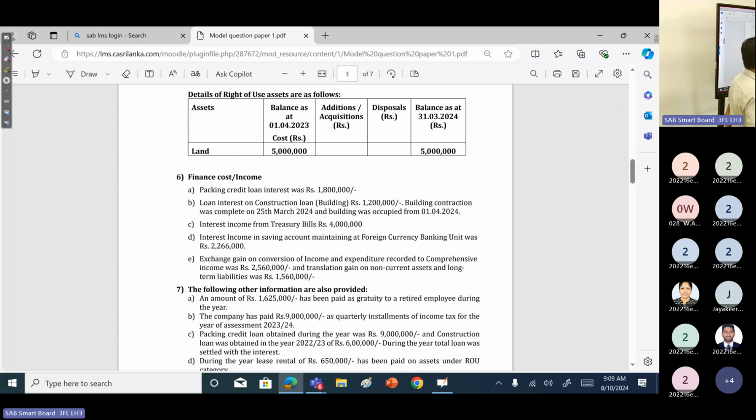Right? And the other point given as a hint is that the 10 million building has still not been used for the production of income. Therefore, it is not possible to claim capital allowance. Assets owned and used in the business, we can claim capital allowance. Right? Remember.